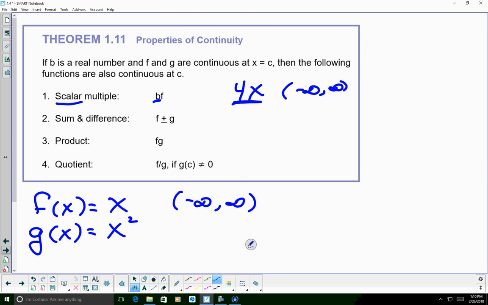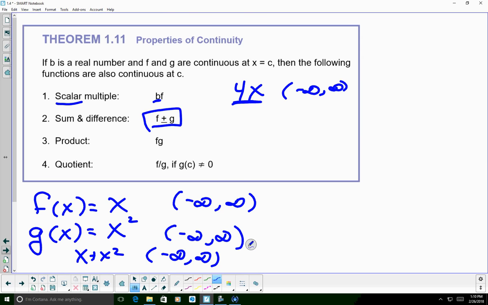If I take two functions that are continuous from negative infinity to infinity, and I add or subtract them, so if I take x plus x squared, that is going to be continuous still from negative infinity to infinity. If I multiply them, so I have x times x squared, which will end up being x to the third, that will be continuous from negative infinity to infinity. It's still going to have the same continuity.